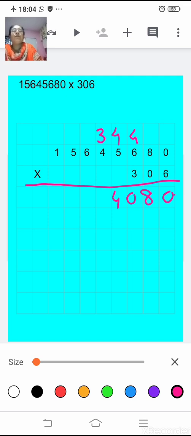3 here. Then 6 4s are 24 plus 3, 27. 6 6s are 36 plus 2, 38. 3 here. Now 5 6s are 30 plus 3, 33. 6 1s are 6 plus 3, that is 9.